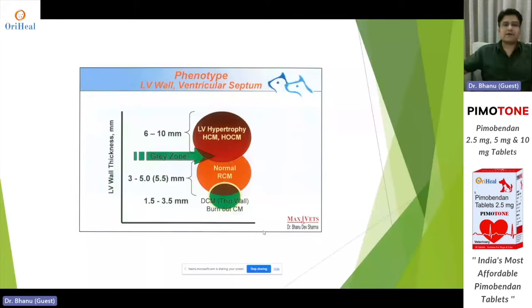It happens in restrictive cardiomyopathies, where the wall thickness is generally not affected. In dilated cardiomyopathies, because of the overuse of the cardiac muscles and the myocytes, the walls of the left ventricle become thin. So it's thin walled, as we call it, and the wall thickness of the left ventricle can vary between 1.5 to 3.5 mm. So these are all important points to consider when you are doing echocardiography to diagnose various heart conditions in cats.